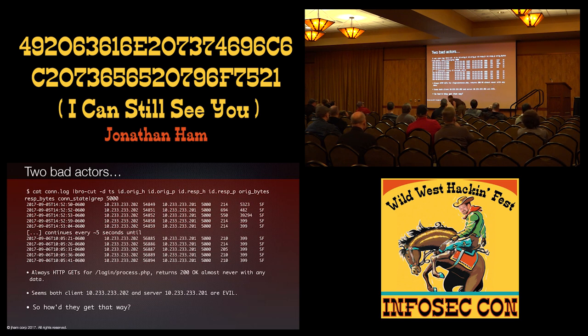And yeah, I look at a little bit more bro data, and what do I find? There are always GETs for /login/process.php, whereby the server always says 200 OK, and that's it. 200 OK with nothing to return. Just, OK, I heard you, and that was it. So it would seem to me, both 202 as a client and 201 as a server are evil. Man, I'm 4 slides in, and I've solved this, right?